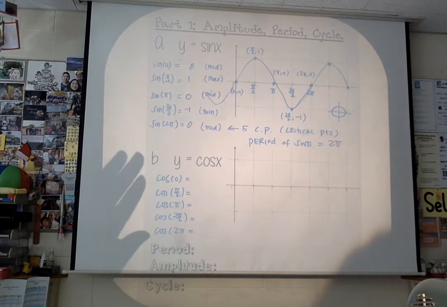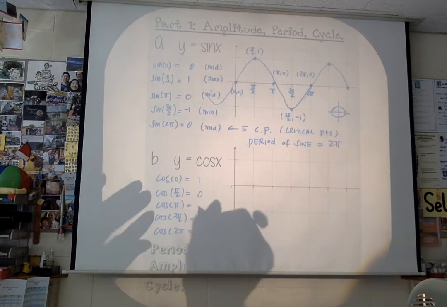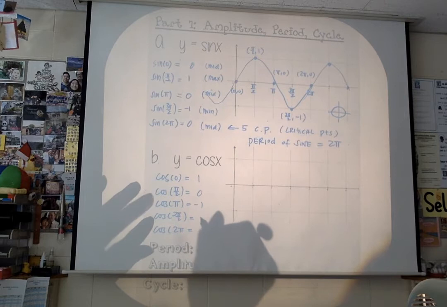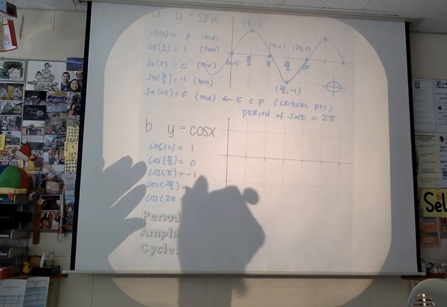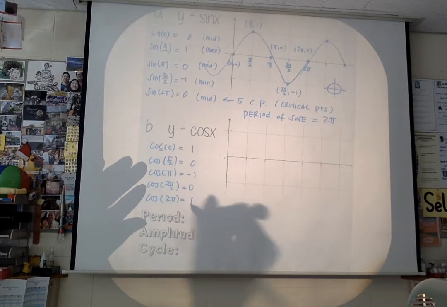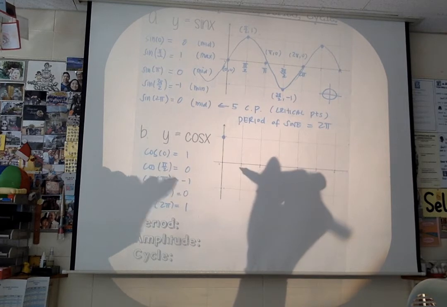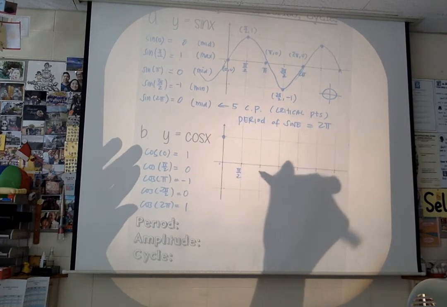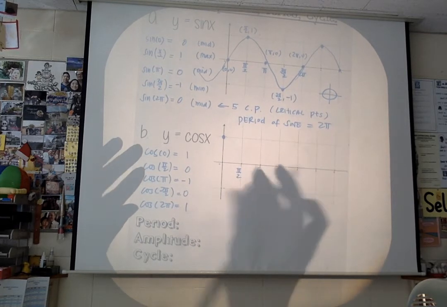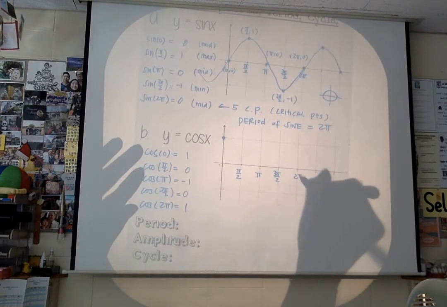You got it. Cosine of 0 is 1. Cosine of pi over 2 is 0. Cosine of pi is negative 1. Cosine of 3 pi over 2 is 0. Cosine of 2 pi is going to be 1 again. So let's look at this. Cosine of 0 is 1. And label: pi over 2, pi, 3 pi over 2, and this is 2 pi.